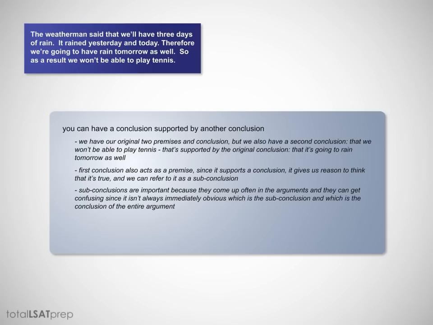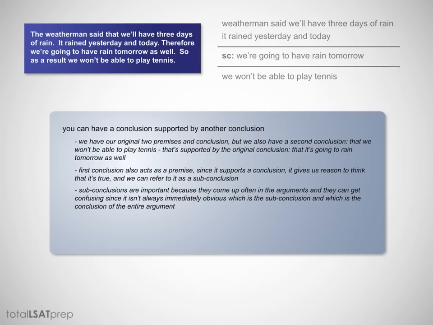Sub-conclusions are important because they come up often in the arguments and they can get confusing, since it isn't always immediately obvious which is the sub-conclusion and which is the conclusion of the entire argument. Now, the way we have it here, we have the 2 premises, then a line, then the sub-conclusion, marked by SC, and then the overall conclusion.